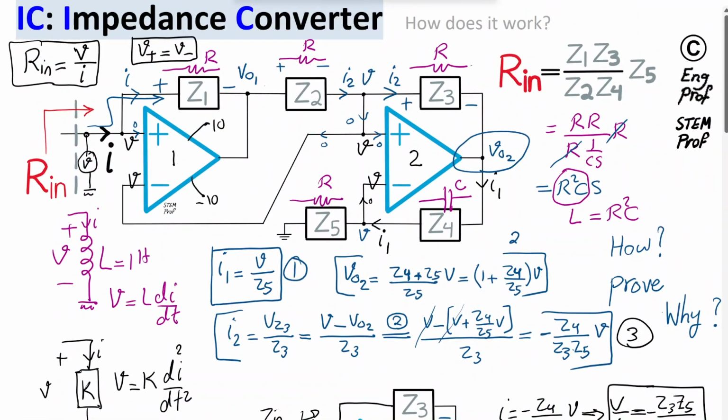I hope that this example is helpful in terms of highlighting how a GIC or impedance converter circuit can be designed and what the benefits of that are.